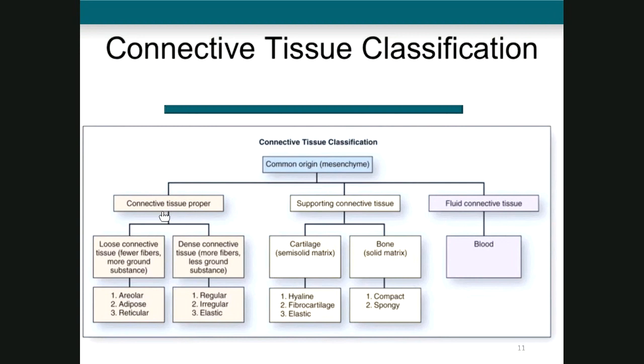So connective tissue proper is made up of 2 types, loose connective tissue and dense. Just like the term indicates, loose connective tissue has fewer fibers and more ground substance, meaning more scattered cells with a lot more ground substance and fibers, versus dense connective tissue, where there's going to be more fibers and less ground substance. So let's look at the first one. Loose connective tissue includes areolar tissue, adipose tissue, and reticular tissue.